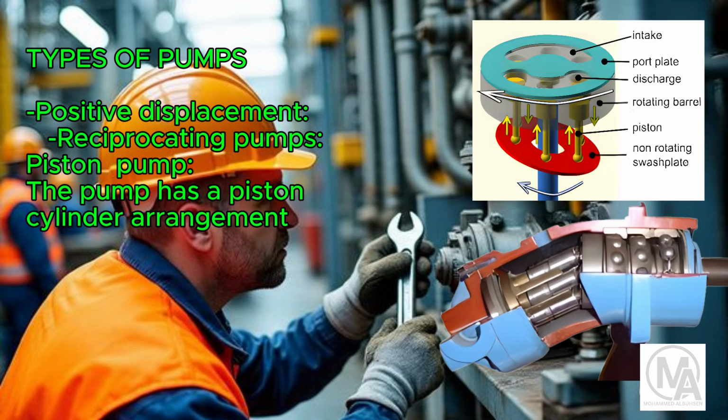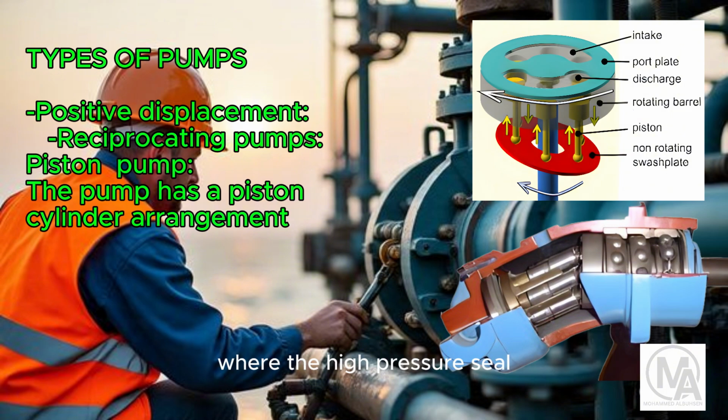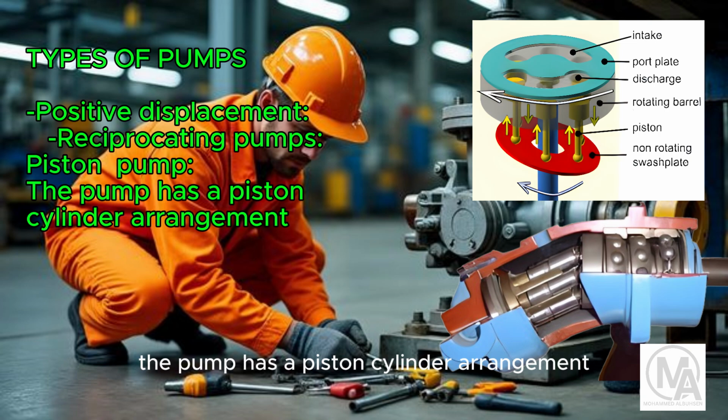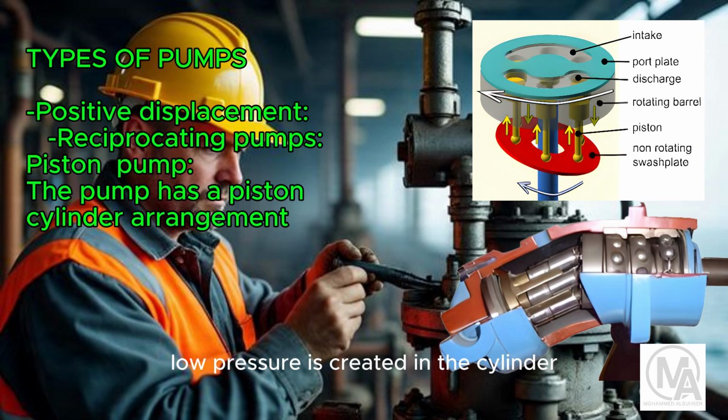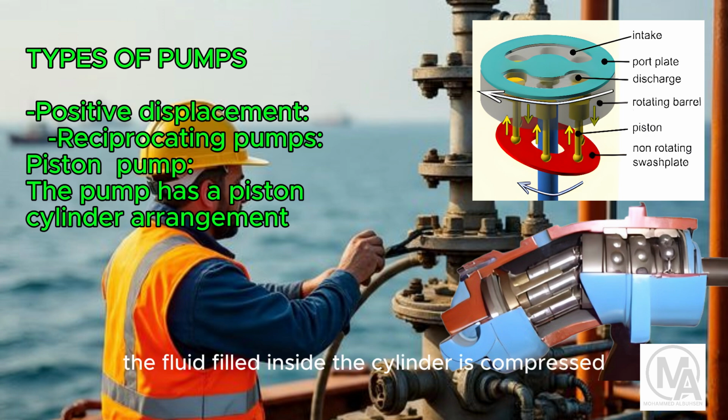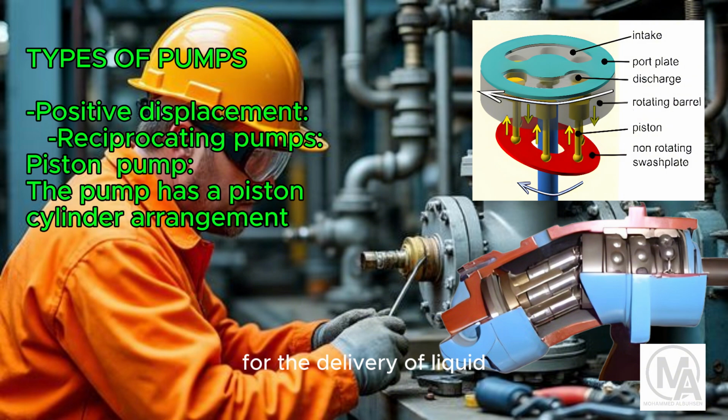Piston pump. A piston pump is a type of positive displacement pump where the high-pressure seal reciprocates with the piston. The pump has a piston cylinder arrangement. As the piston goes away after the delivery stroke, low pressure is created in the cylinder, which opens the suction valve. On forward stroke, the fluid filled inside the cylinder is compressed, which opens the delivery valve for the delivery of liquid.